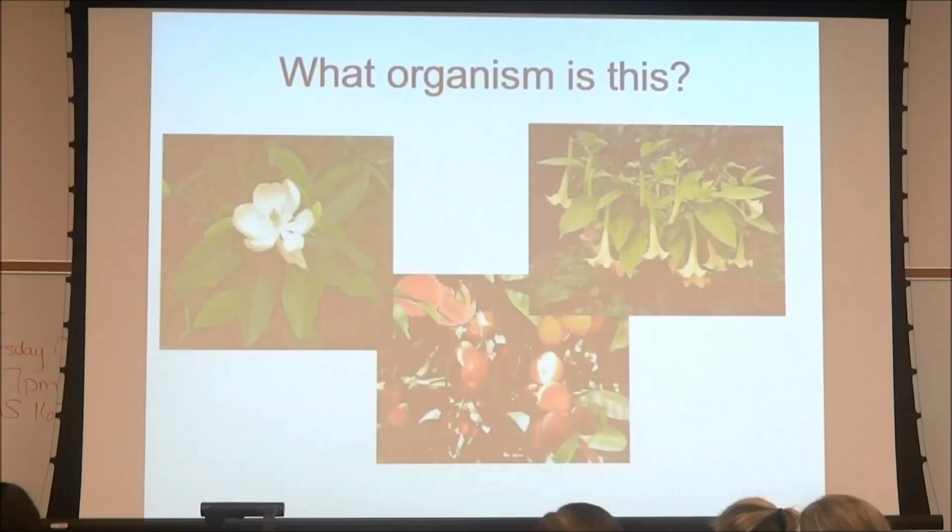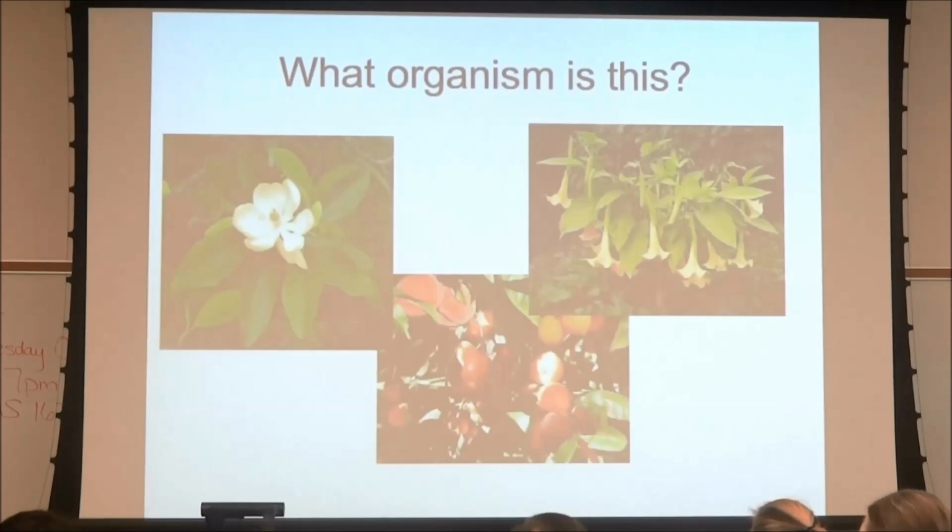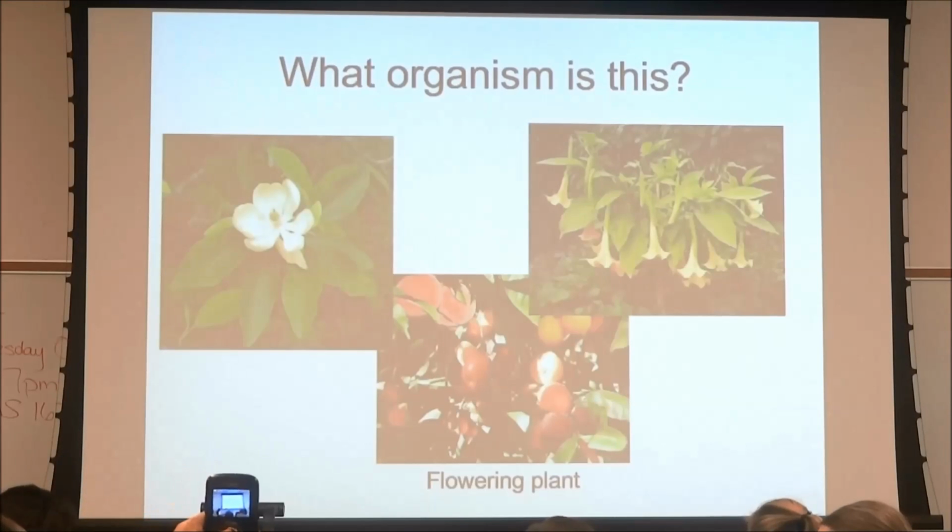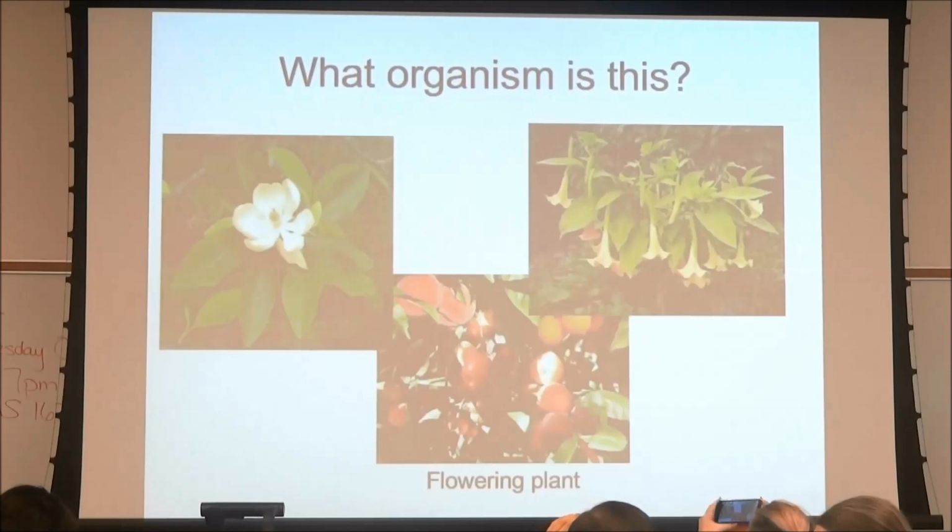Okay. What is this? It's an angiosperm. Yes, it's a flowering plant. How did we know that? The fruits and flowers. Good. The fruits and flowers. Pretty obvious, right?